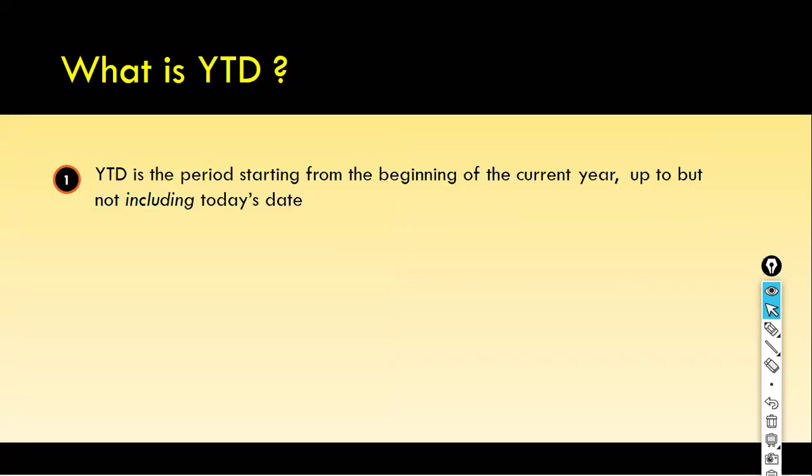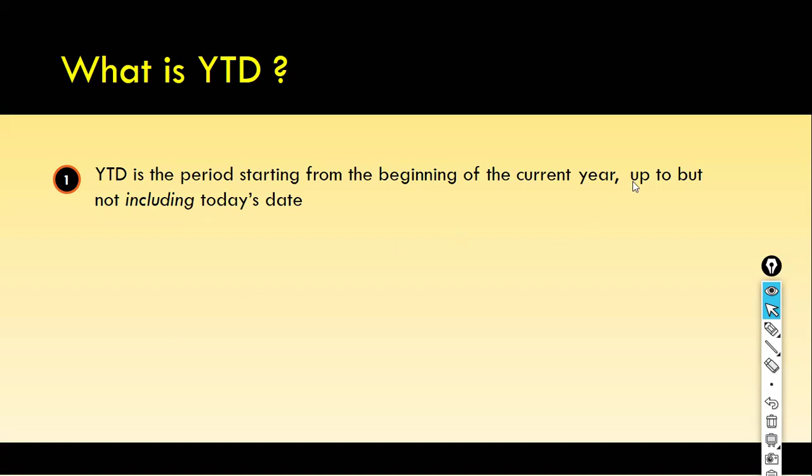And what is year to date? Year to date is the period starting from the beginning of the current year up to, but not including, today's date. If your manager asks, can you give me the year to date revenue performance or sales value, in that case you need to take into account 1st January 2024 until date. Whatever sales we made, that is called your year-to-date sales as on date.